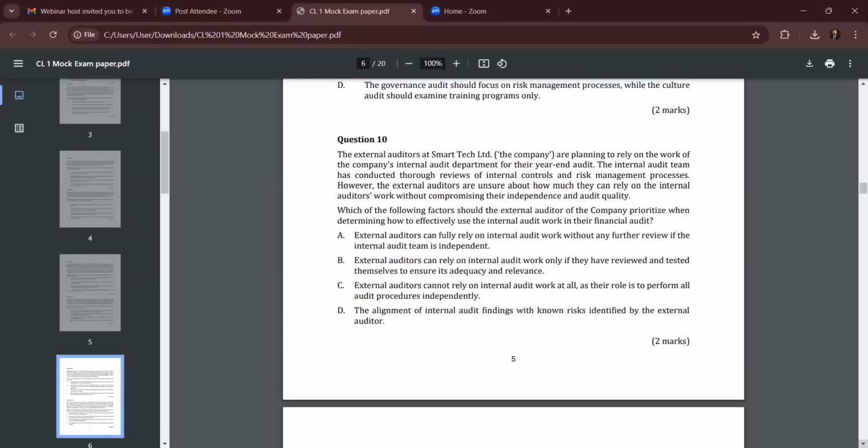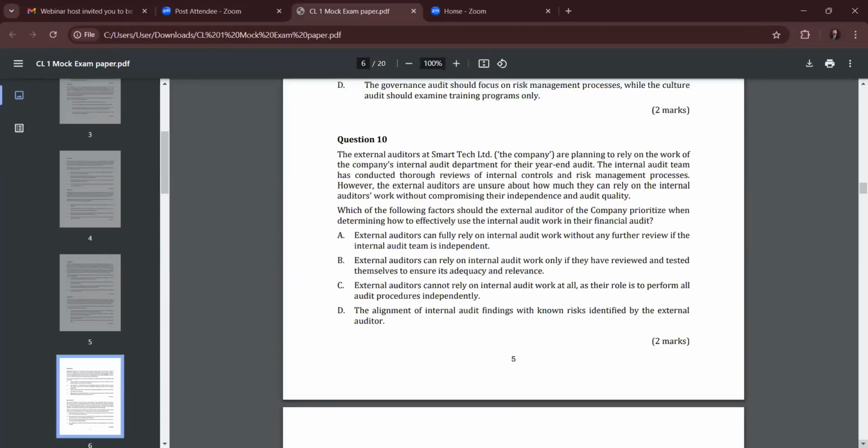Question number 10. Look at 10. The external auditors of Smart Tech Limited, the company, are planning to rely on the work of the company's internal audit department. External auditors are going to use the work of internal auditors for their external audit purpose, for the year-end audit. We have auditing standard for that, Sri Lanka auditing standard number 620, using the work of an internal auditor.